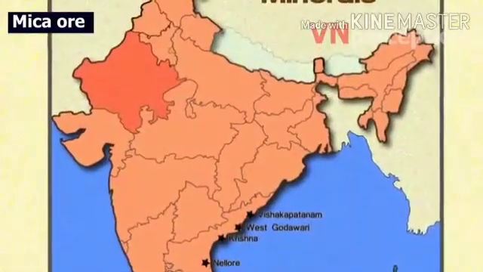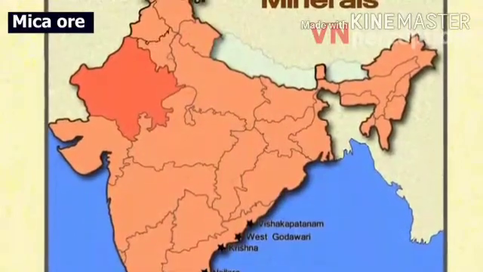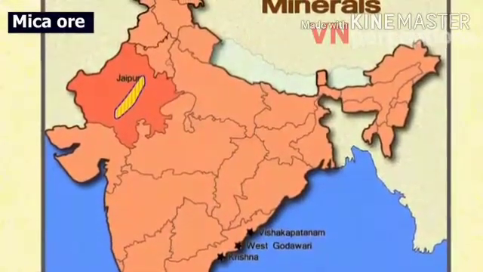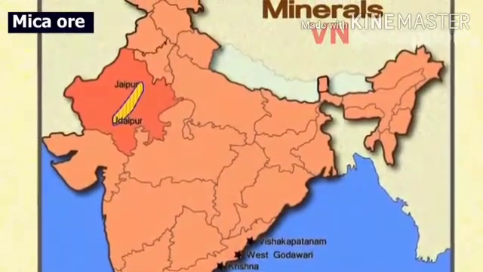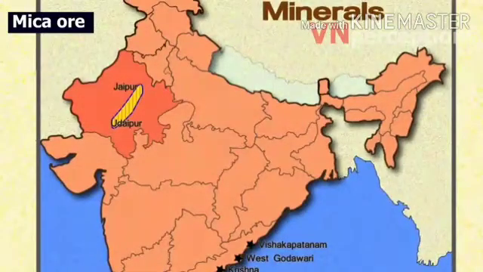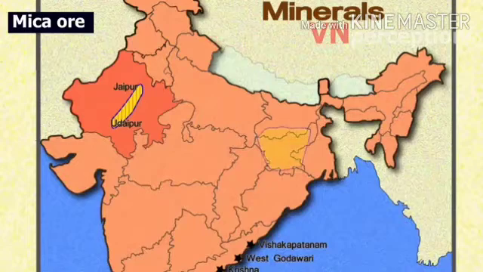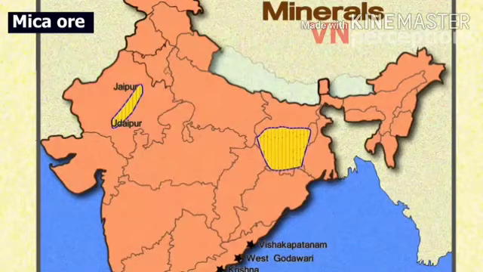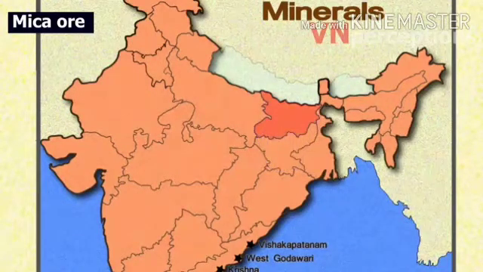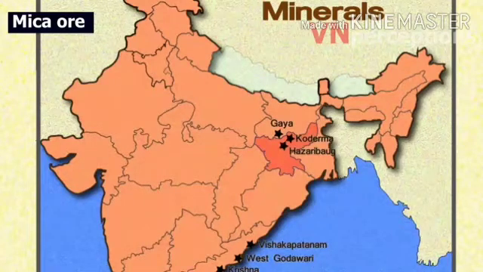In Rajasthan, the mica belt extends from Jaipur to Udaipur along the Aravalli range. Mica deposits are found in the northern edge of the Chota Nagpur plateau. Then it is Bihar. In Bihar, it is mainly found in the Gaya district. Then it is Jharkhand. In Jharkhand, it is found in Hazaribagh and Koderma districts.